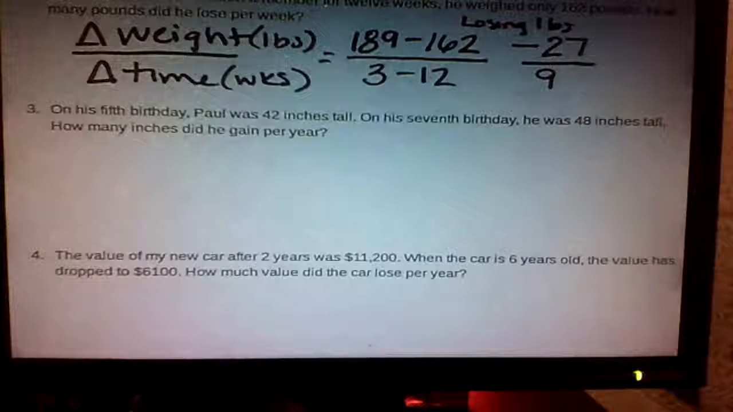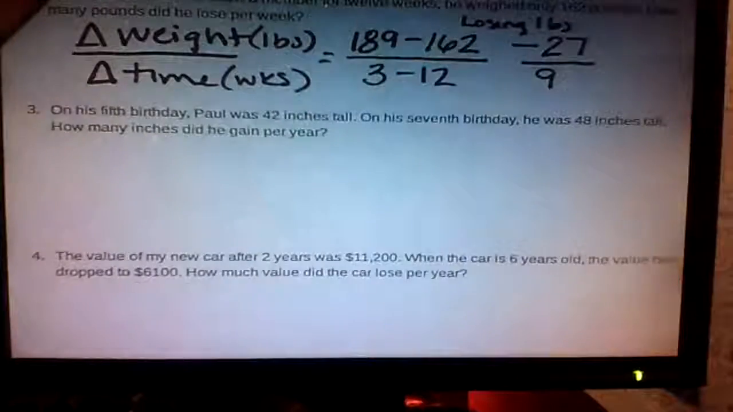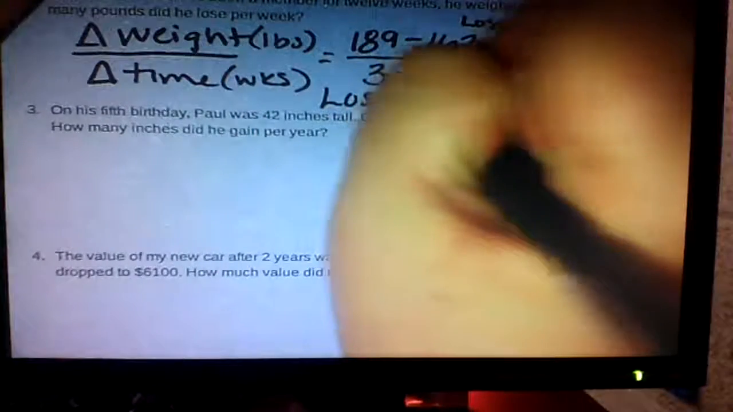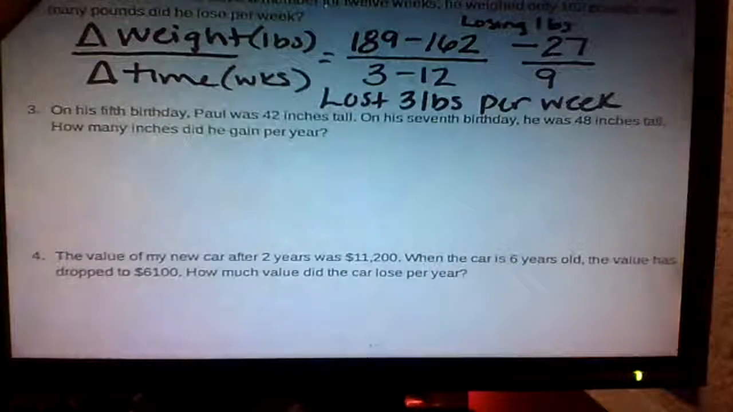You told me in 9 weeks, he's lost 27 pounds. So how many pounds does he lose per week? 3. He's losing 3 pounds per week. I said that the first time. Okay. He's losing 3 pounds per week. So he lost 3 pounds per week.